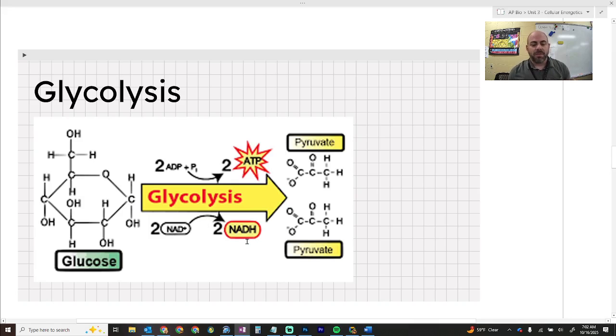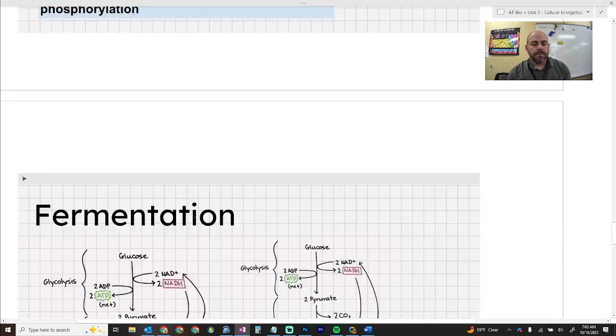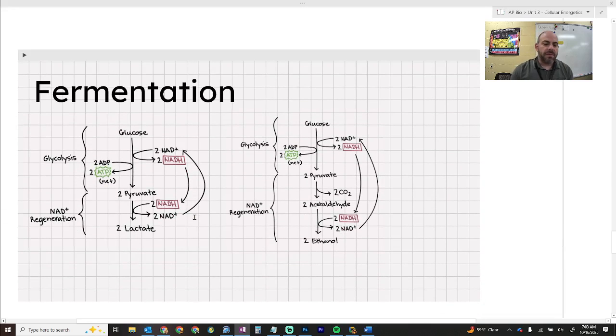And if NADH is piling up, there's no NAD+ being made. And if NAD+ is not being made, there's no glycolysis happening. So fermentation is sort of an alternate pathway, a detour, so that NADH can drop off its electrons someplace else, so that NAD+ can go back and feed into glycolysis, and glycolysis can continue. You can see it on both of these pathways. There are 2 kinds of fermentation.